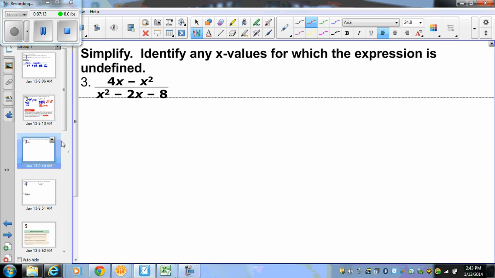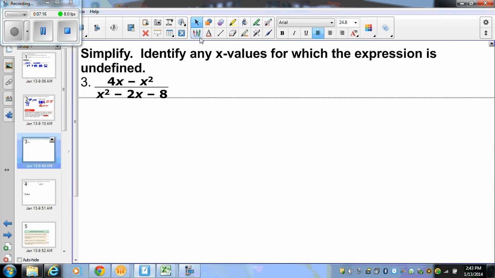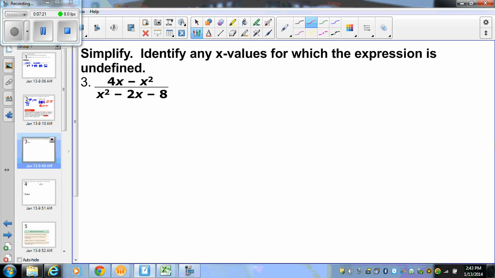Okay, so let's look at one more simplifying problem here. And we're going to do it pretty much the same way we did number 2. We're going to start by factoring this. So in my numerator, I notice that there's a common factor. There's an x in both terms. So I'm going to start with that common factor. If I factor an x out of 4x, I'm left with 4. And if I factor an x out of x squared, I'm left with x. So there's my numerator factored.